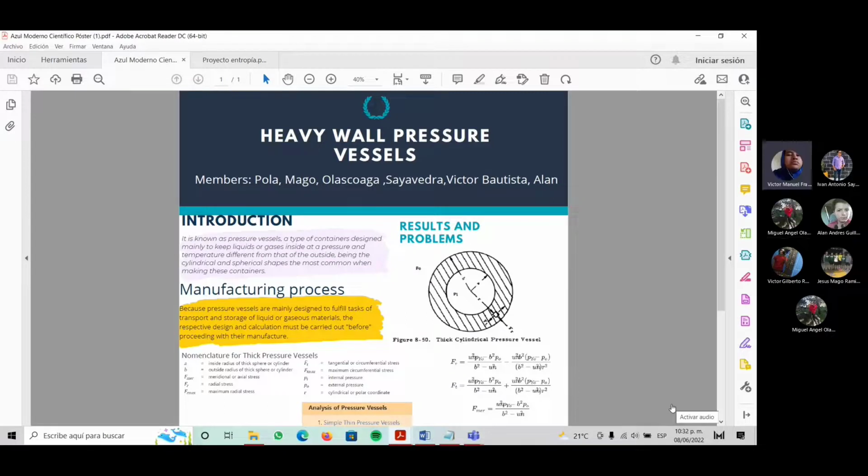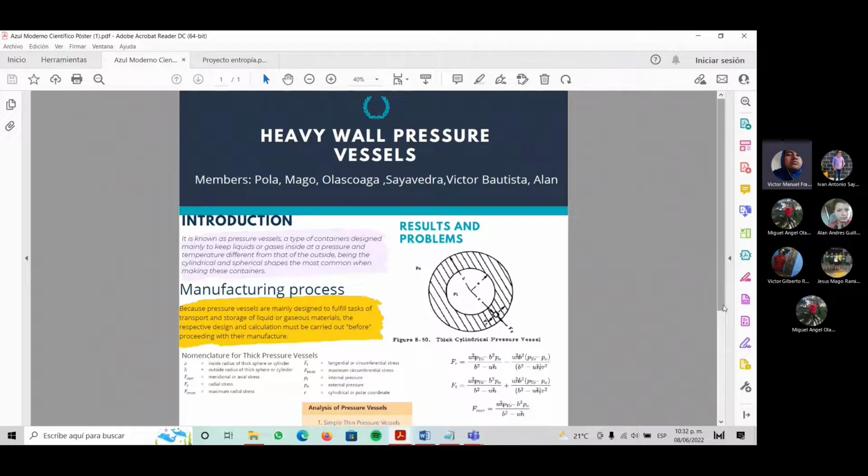Introduction. Unlike thin wall vessels, thick wall vessels have to be considered with an uneven distribution of stress across the wall thickness. The state of stress in a thick wall container subjected to internal pressure has three axes. Normal stresses are formed: radial, tangential, and axial stress.